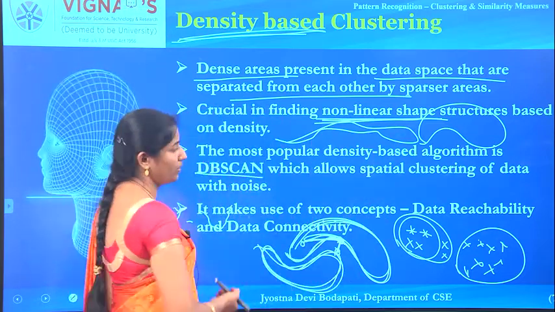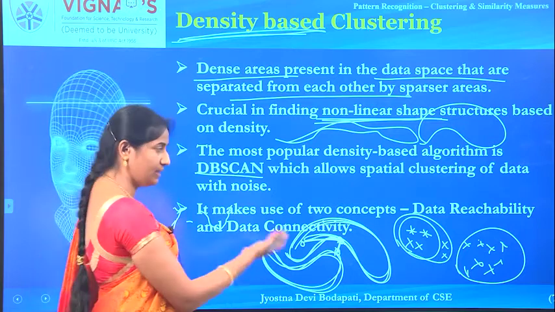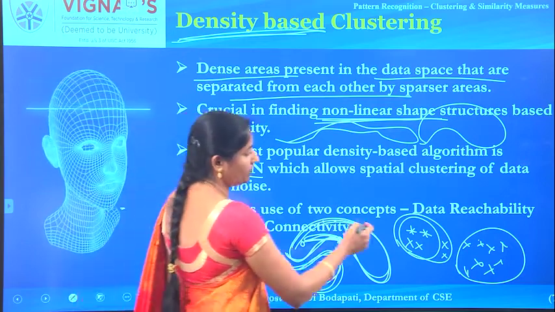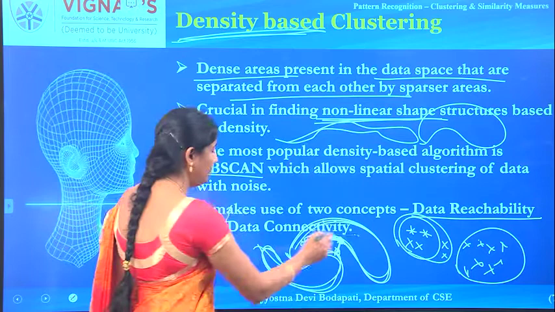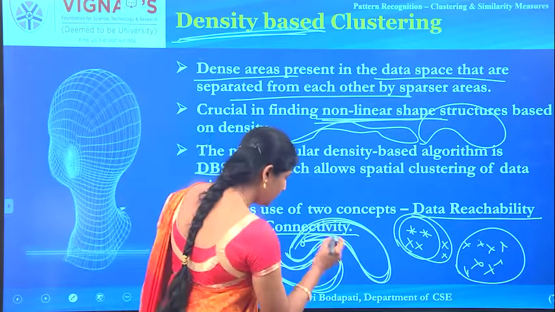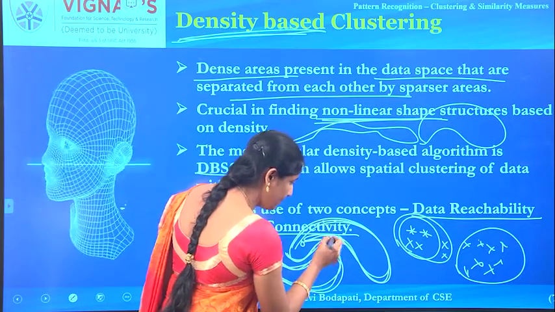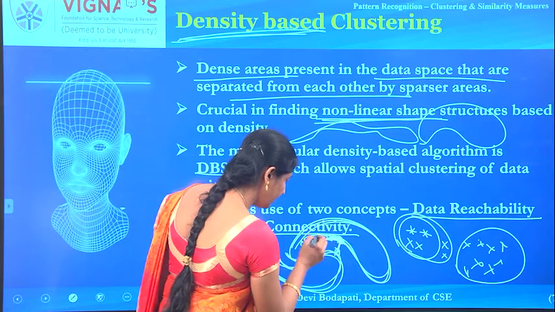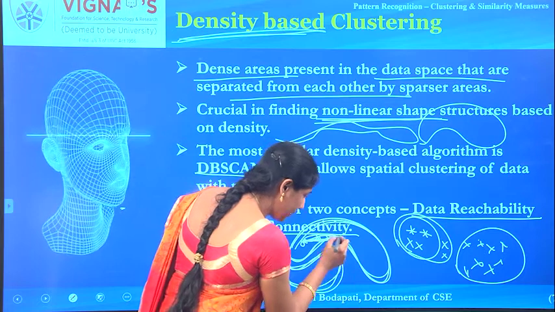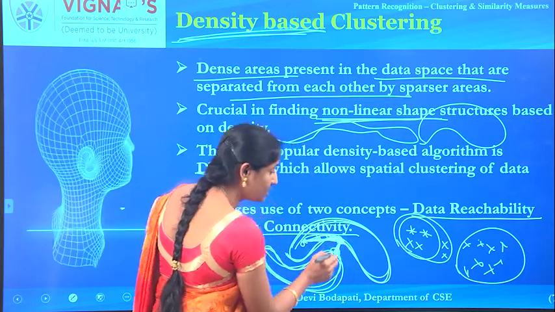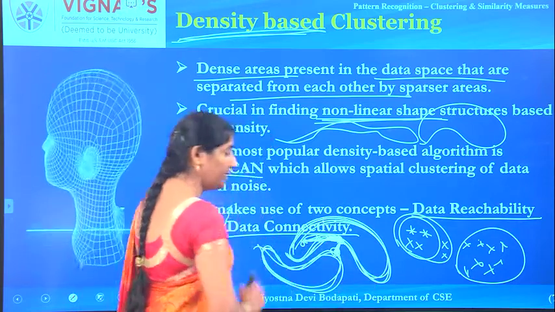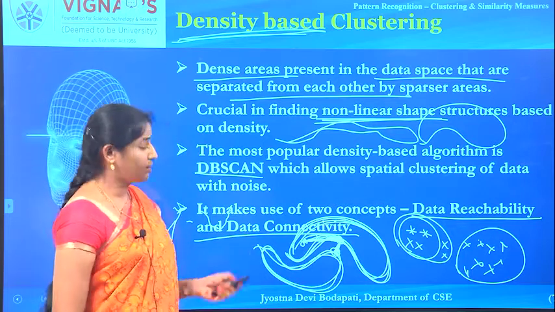DBSCAN is one of the popular density based algorithms, and we'll be discussing it in future lectures. It makes use of two different concepts, data reachability and data connectivity. So whether the data is reachable or not, whether the data is connective or not. See here, you can observe that this sample is more reachable and connected, since there are no objects in between. Though these two samples are close, the data is not connective or reachable. Depending on the density of the data, these types of clusters can be formed.